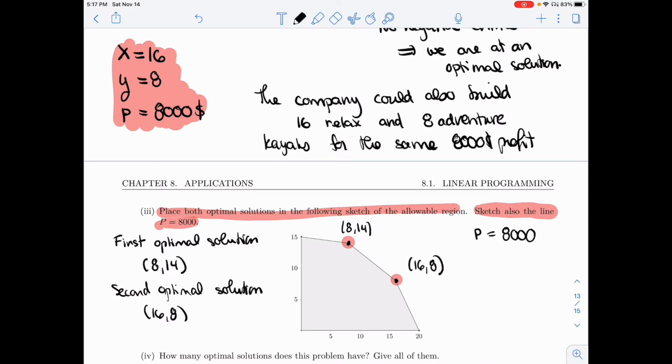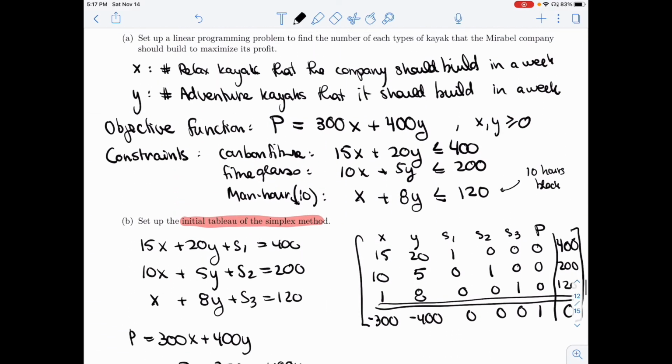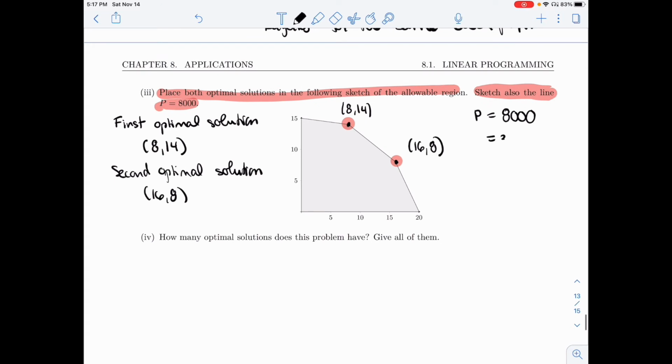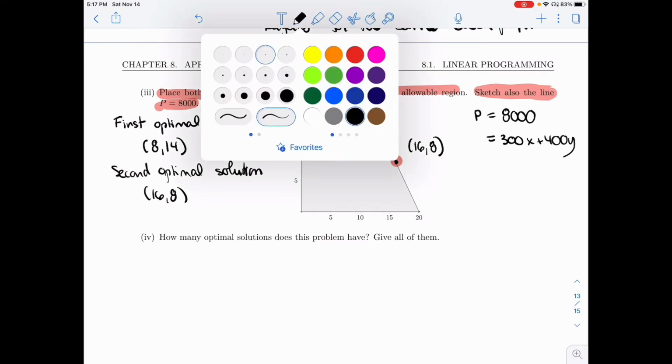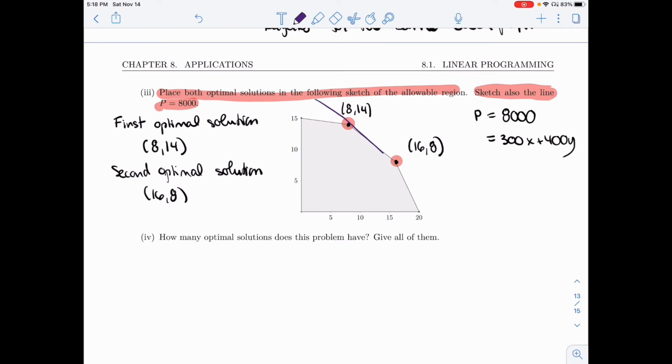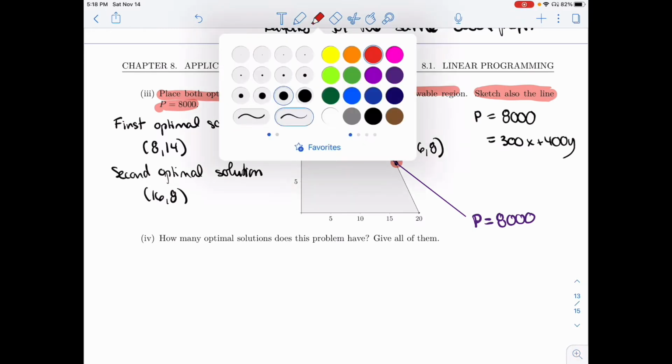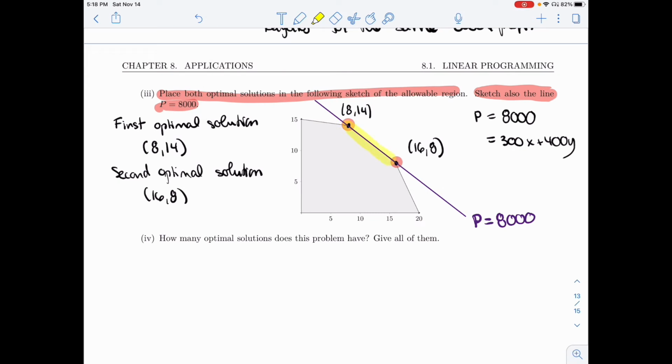P was, actually, let's go look. P was 300x plus 400y. So that's a line. And the line contains these two. So it's going to contain this entire line, P equals 8,000. All right, so a lot of these points are not in the allowable region, but if you notice, a bunch of them are. So everything right here in this segment, that's an allowable region.